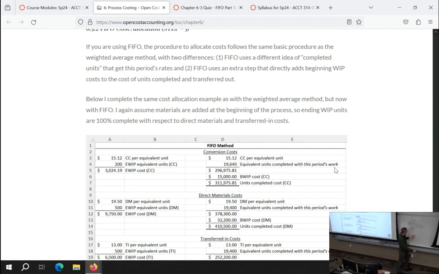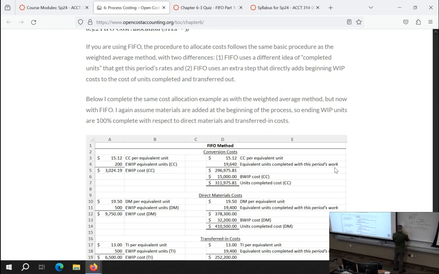This is the process that has changed. We have to use a different units completed because we're not actually talking about all the units completed. We're talking about the equivalent units completed with this period's work, which is our units completed minus our beginning WIP equivalent units. Remember, under weighted average, we had this beautiful nature of it, this beauty of it, that we're divvying out costs to this category and to this category at the end, the two factors that make up the denominator.